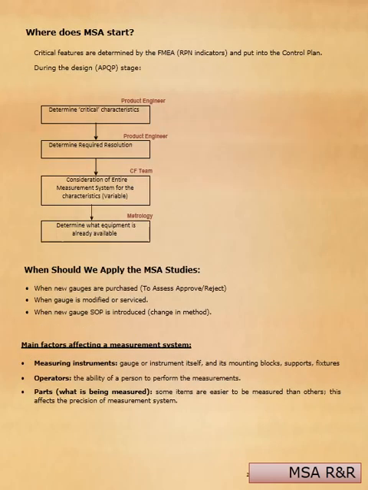Where is MSA taught? Critical features are determined by the FMEA based on RPN indicators and put into the control plan during the design APQP stage, as flowed below. The product engineer determines the critical characteristics, then decides the required resolution. The functional team considers the entire measurement system for the characteristics. Then metrology determines what equipment is available with them.